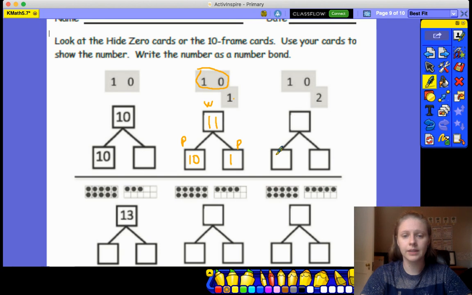Let's do this one over here. What are the parts? 10 and 2. And what do they make together? The number 12. Good job. Let's do one more down here with the dots. How many dots do you see on this 10 frame? 10. Easy peasy. It's all filled in. And how many do you see on this 10 frame? 3. Good. And all together that makes 13. We're counting up with our teen numbers. 10, 11, 12, 13. Great work.